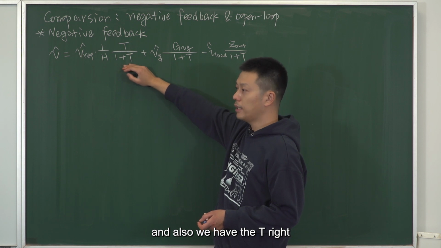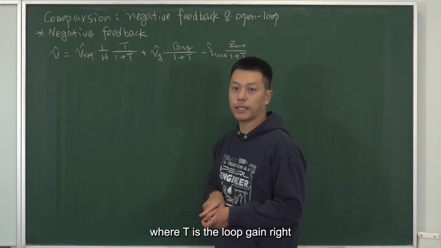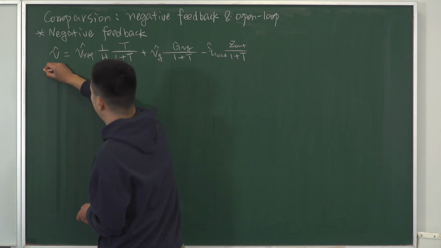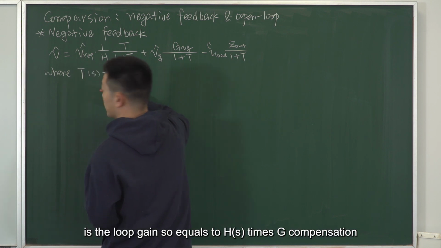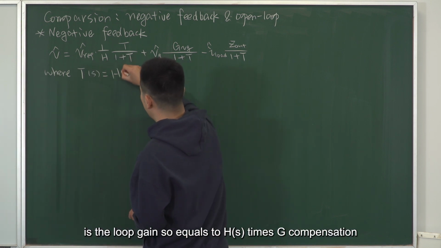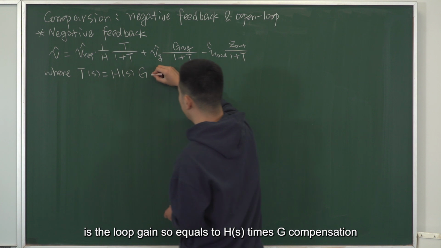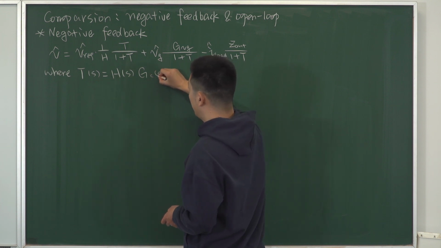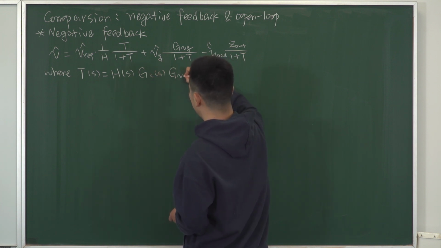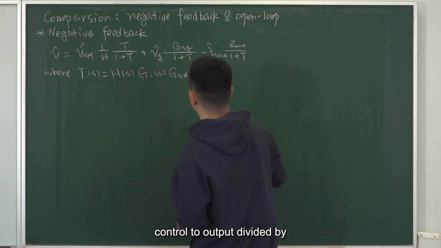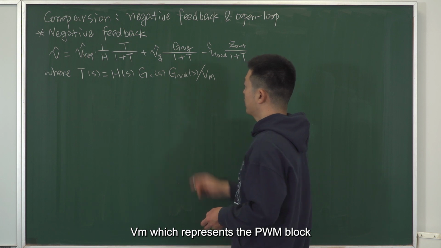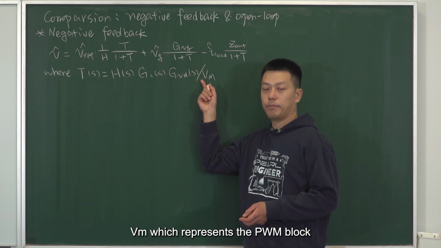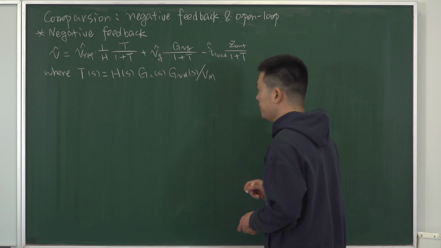And also we have the T, where T is the loop gain, which equals H times G compensation, G control to output, divided by Vm, which represents the PWM block.